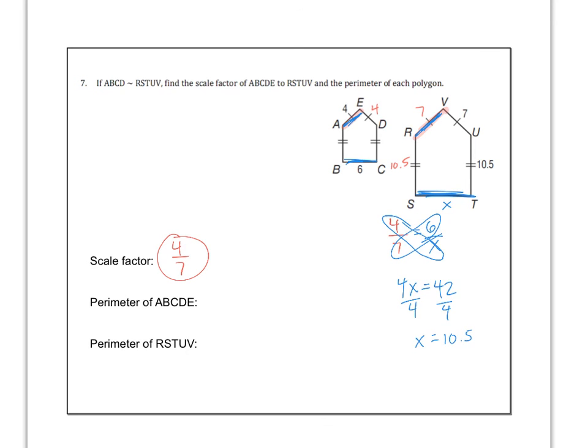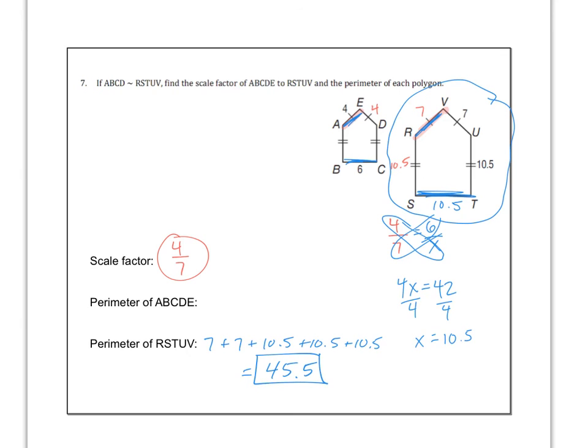Which means, I'm just going to erase this down here, which means this down here is 10.5. Hey, now I have all the sides on this pentagon. So I can find the perimeter by adding 7 plus 7 plus 10.5 plus 10.5 plus 10.5. I'm going to add all of those up. And when I do that, I get 45.5. And again, I don't think I have a label, so we'll just leave it 45.5.